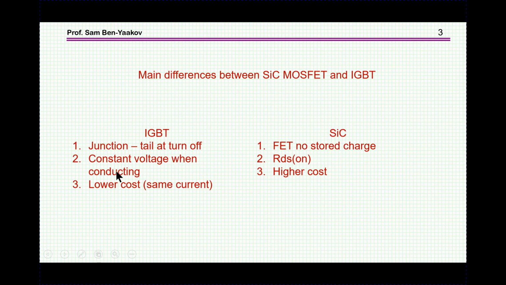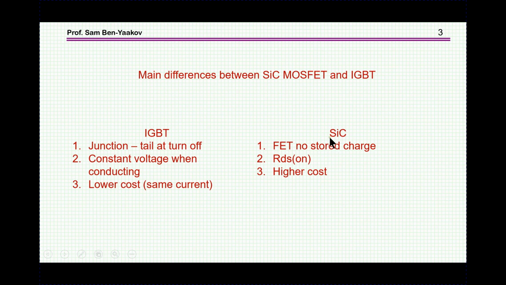Another feature is that when conducting, the IGBT behaves like a constant voltage rather than a resistance. That is, the voltage on it is about fixed, little dependent on the current, and there's a certain slope, but it's basically a constant voltage, which is around 2 volts. It's a saturation voltage. And of course, today at least, the IGBT is of lower cost than the silicon carbide, which is higher cost, primarily also due to the material itself. The silicon carbide material is more expensive.